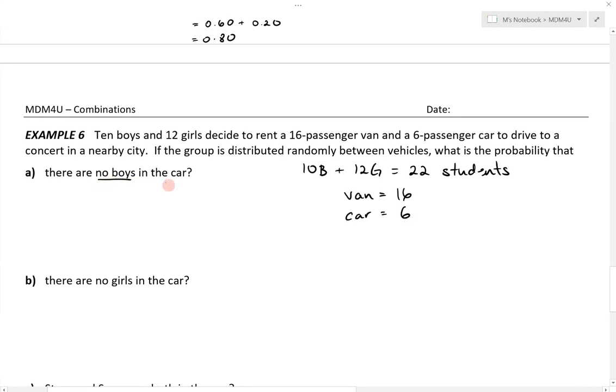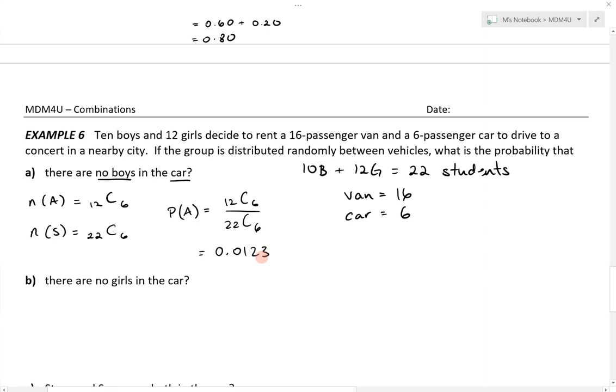So the probability that there are no boys in the car, meaning you only have girls. The number of ways you can count the successful outcomes is simply 12 girls, and the car can only hold 6, so 12 choose 6. The total number of outcomes altogether is going to be 22 students, and you're going to choose 6 to go in that car. So the probability that you'll have only girls in the car is 12 choose 6 divided by 22 choose 6, giving us 0.0123, about a 1% chance.